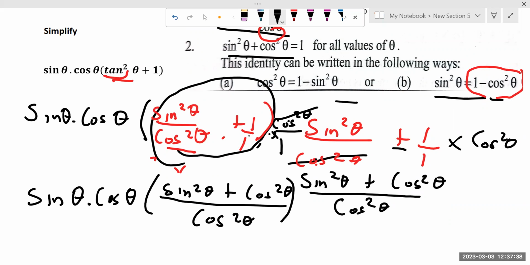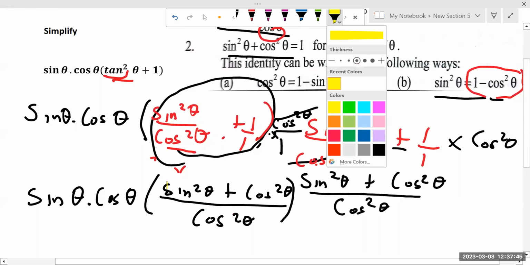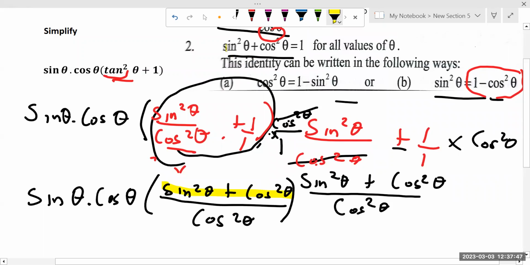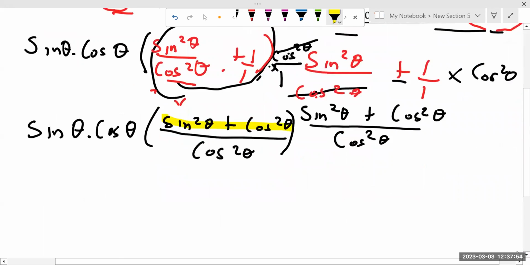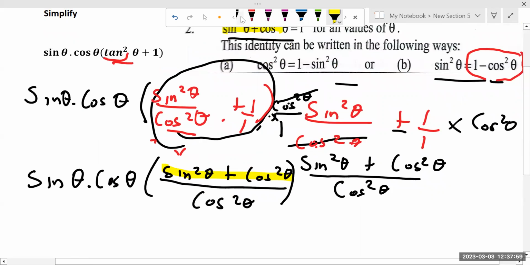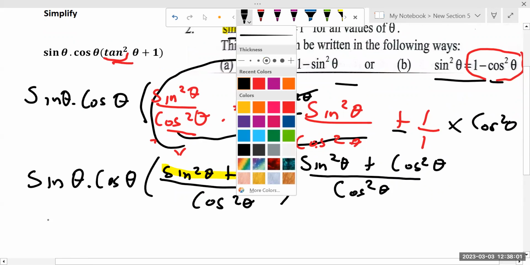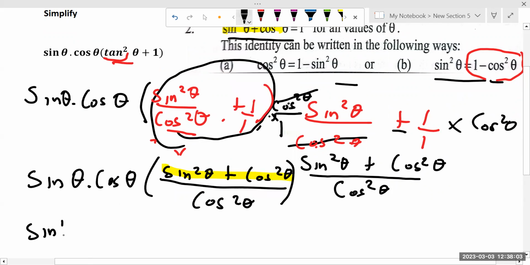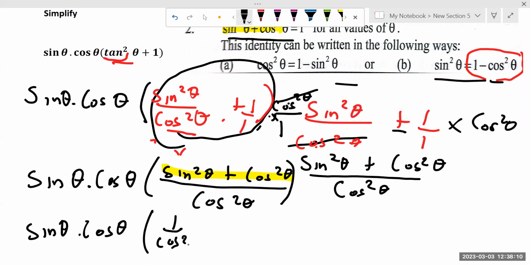Now, you are going to check your identities again. Every once in a while, you need to come and check your identities. In fact, you should be constantly scanning for your identity. When you look at this here, cos square of theta plus sine square of theta, what do you get then? 1. Then you say, okay, it means I am going to have sine of theta multiplied by the cos of theta all over 1 multiplied by the cos square of theta.